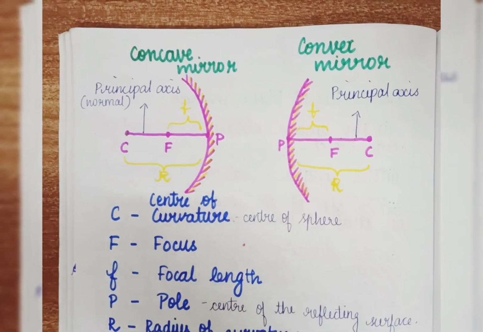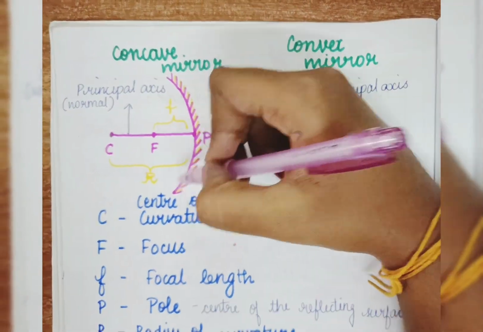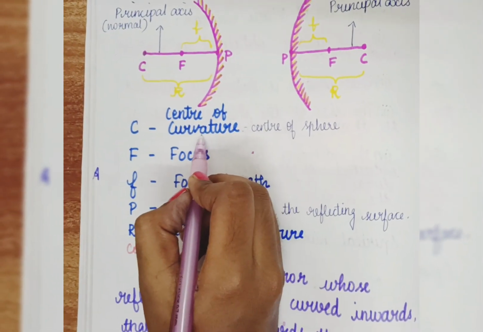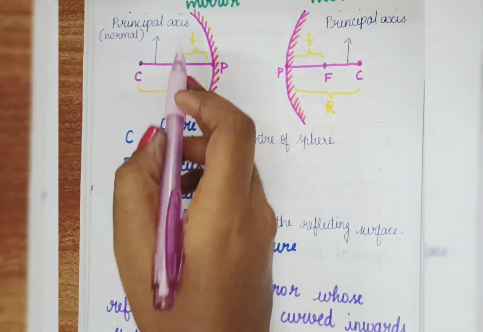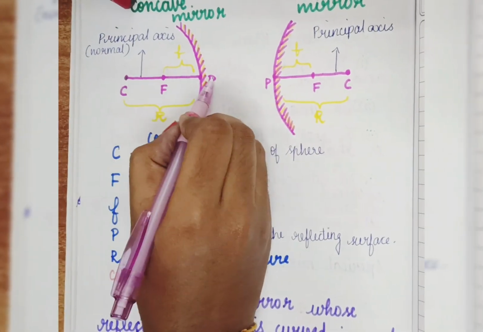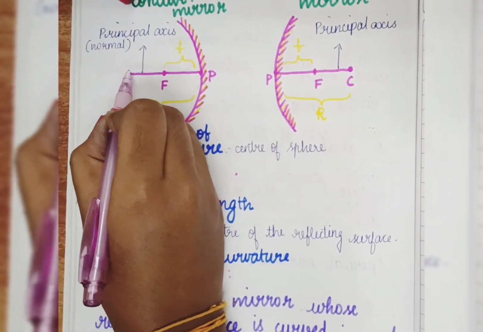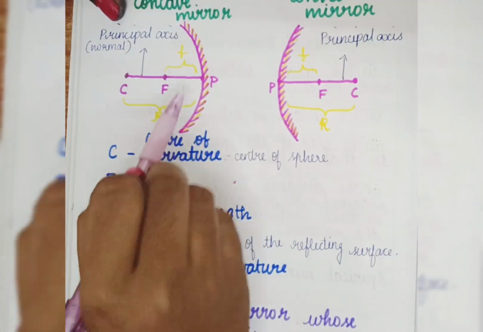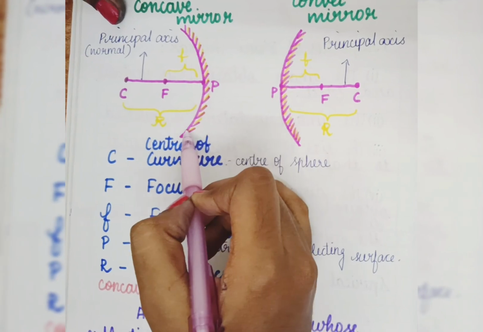Curvature is the midpoint of the sphere. In concave and convex mirrors, this C denotes the center of curvature. You should always remember that when you draw a concave mirror and convex mirror, you should mention these three parts. This is the center of curvature, focus is this point, and pole is the center point of the reflecting surface.